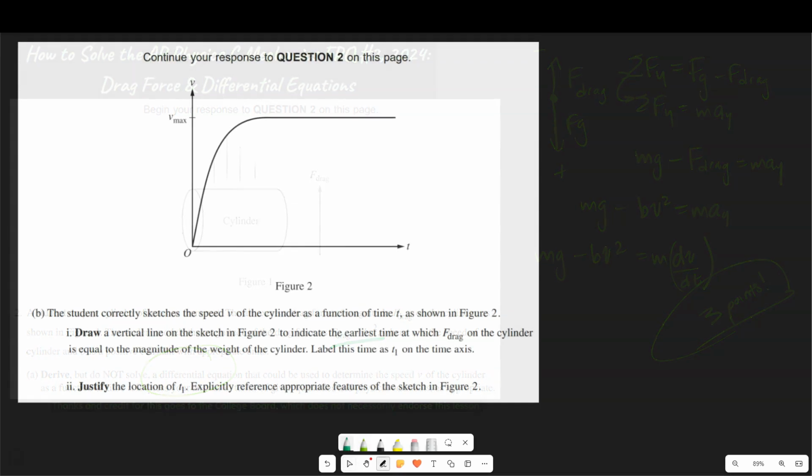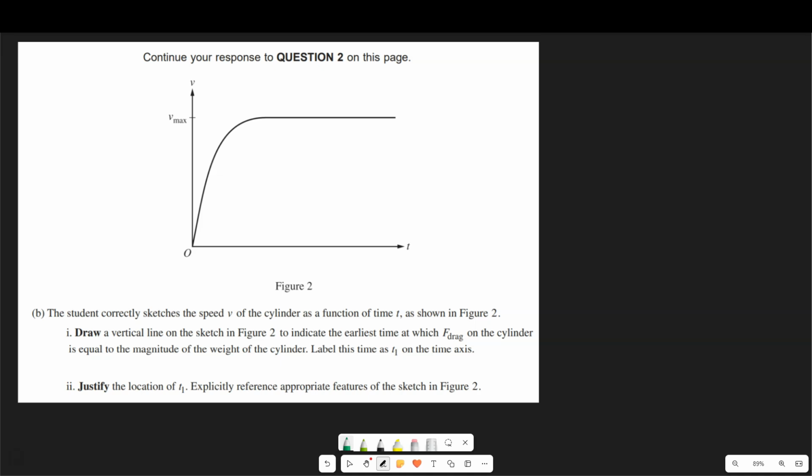Okay, so for part B, it says the student correctly sketches the speed v of the cylinder as a function of time as shown. And this is a good visual reminder of what we're talking about when something reaches terminal velocity. That means its velocity eventually is going to level off. It doesn't mean that it stops in midair with zero velocity. It just means that it reaches some maximum velocity and doesn't increase past that.